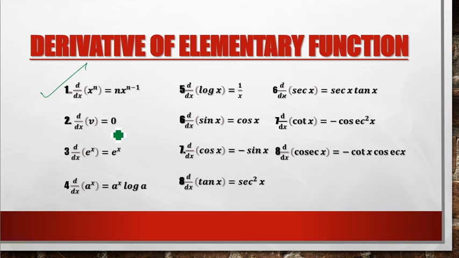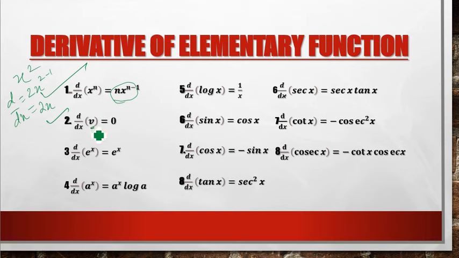Now the first formula we need to learn is that if there is a function which has value x to the power n, and we differentiate it with respect to x, we will get n x to the power n minus 1. What does it mean? Suppose the question gives x square. If you differentiate it with respect to x, you will get 2x to the power 2 minus 1, which is equal to 2x.